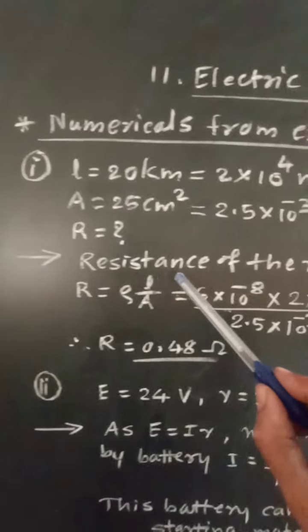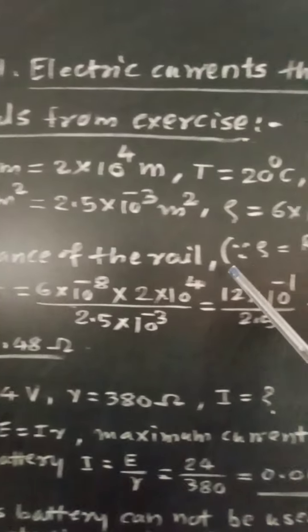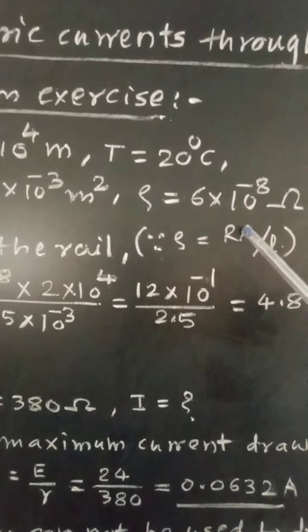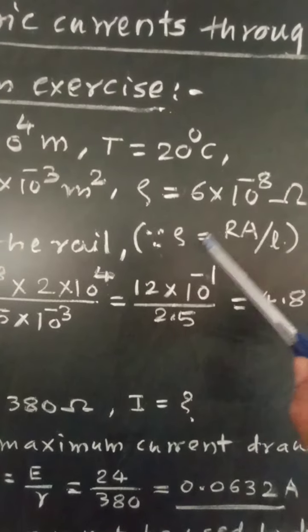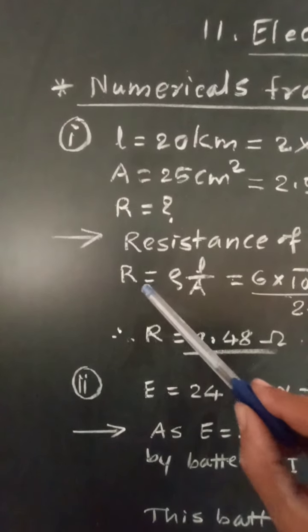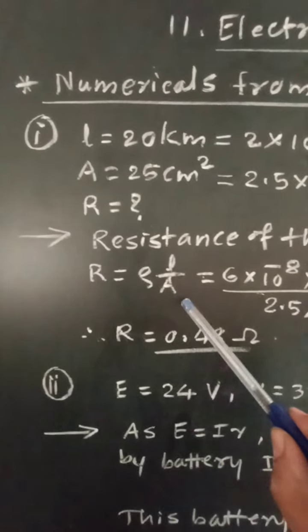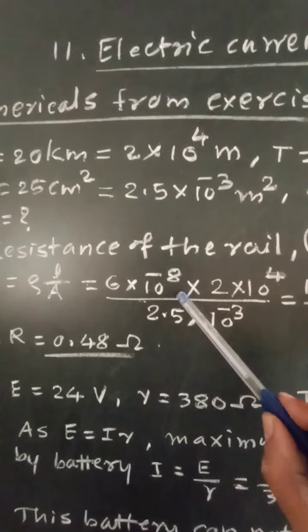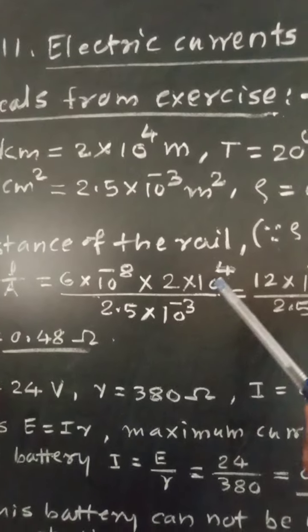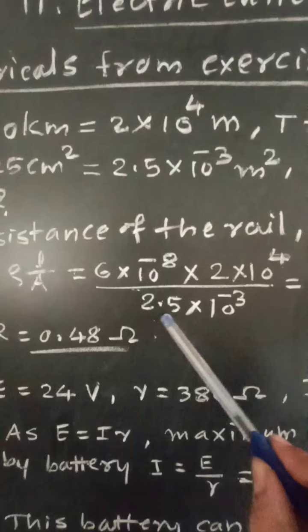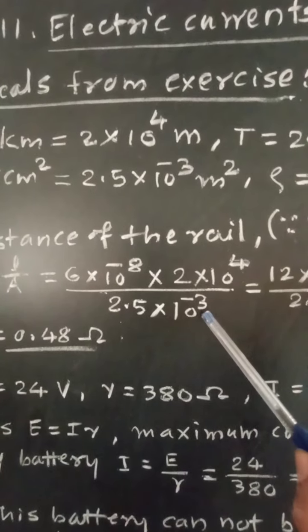Now the resistance of the rail will be calculated by using the formula resistivity rho is equal to RA upon L. Therefore R will be equal to rho L upon A. That will be equal to 6 into 10 raised to minus 8 into 2 into 10 raised to 4 divided by 2.5 into 10 raised to minus 3.